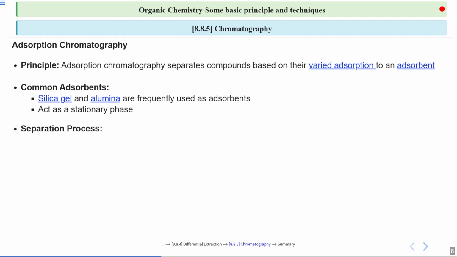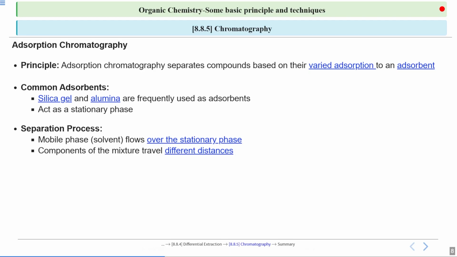Then what is the separation process? So similar to the flowing of water over the river bed, your mobile phase will flow over the stationary phase. Now what is your mobile phase? Often we take a solvent as the mobile phase. Upon this movement of mobile phase onto the stationary phase, you will see that as a result of this flowing, the components of the mixture travel at different distances, and due to that you will be able to separate them.